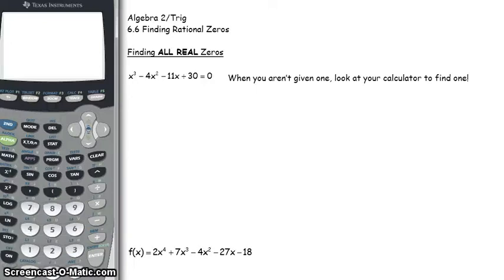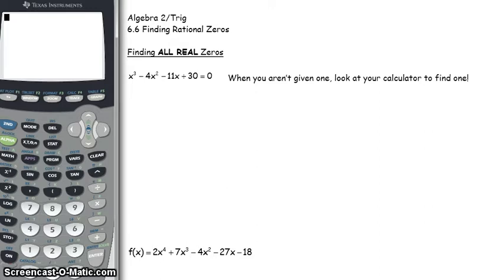Hello, welcome to 6.6, Finding Rational Zeros. So we're going to take what we've been learning a step further and a little bit more complicated, but it's super fun. As you can see, I have my calculator out, so make sure you have your calculator out because you'll be needing that for today's video.